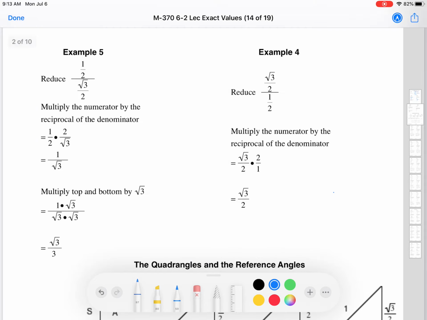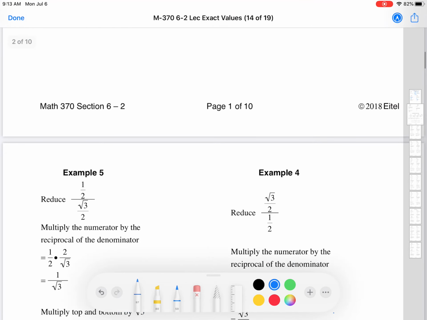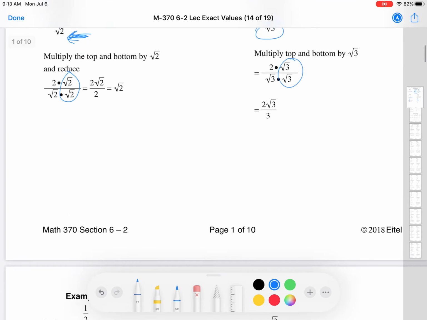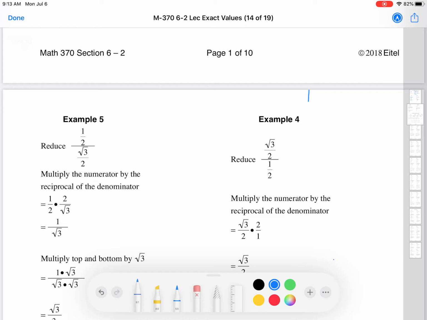So they would get a nice example there of 2 root 3 over 3. If we go look at example 5, sometimes we'll have to do this. Take a 1/2 and divide it by root 3 over 2. And that's because tangent is related to sine over cosine, and cotangent is related to cosine over sine.